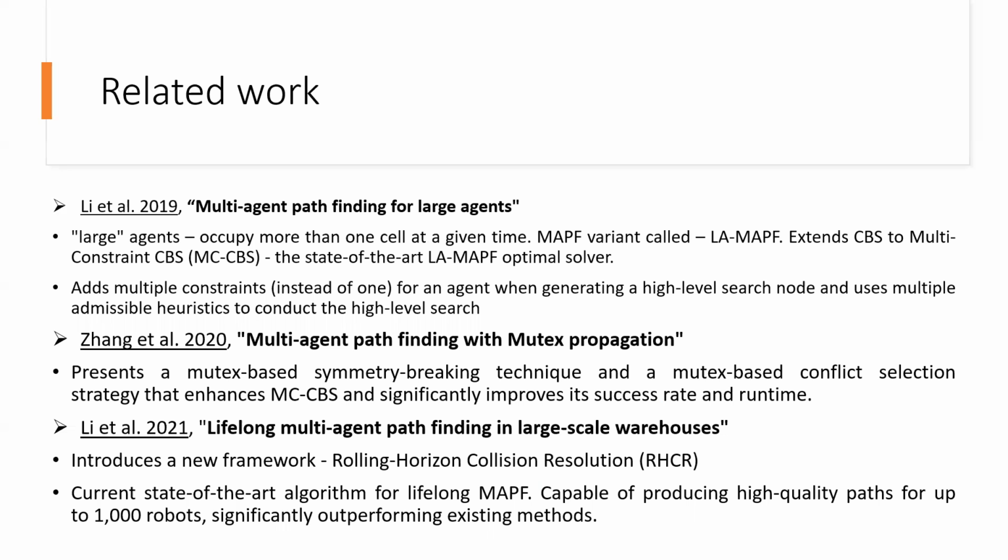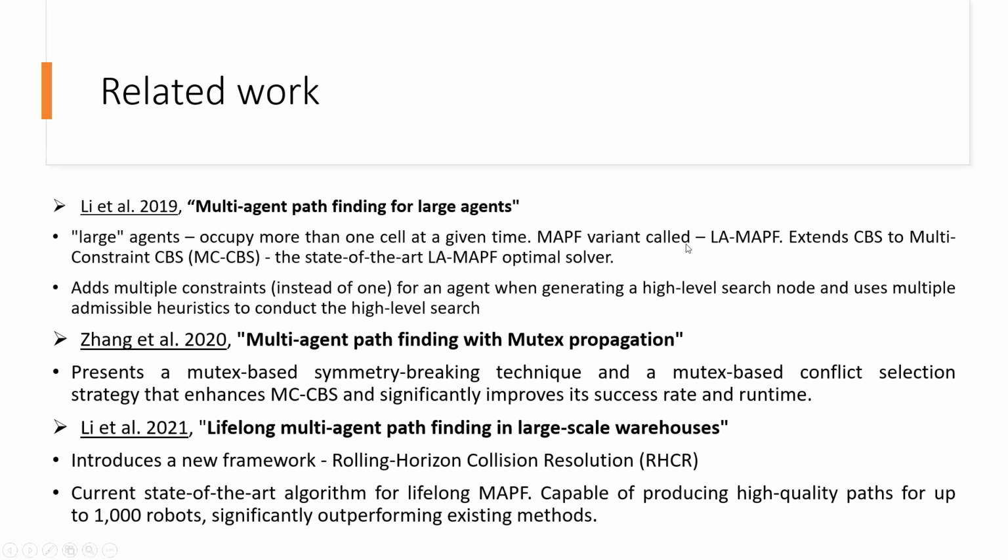There is another paper called multi-agent pathfinding with mutex propagation. This paper presents a mutex-based symmetry breaking technique, which is far more effective than the actual symmetry breaking constraints. It also proposes a mutex-based conflict selection strategy that enhances the existing CBS framework to significantly improve its success rate and runtime.